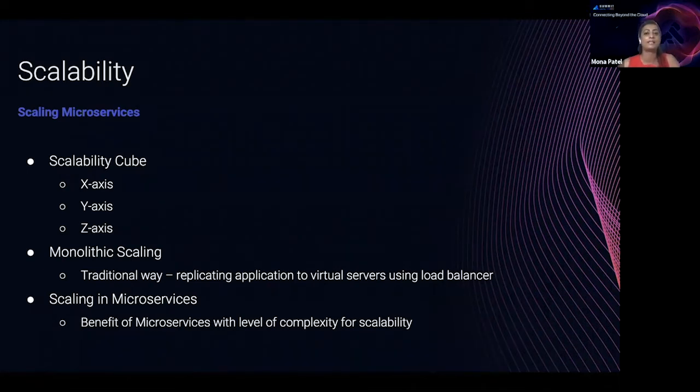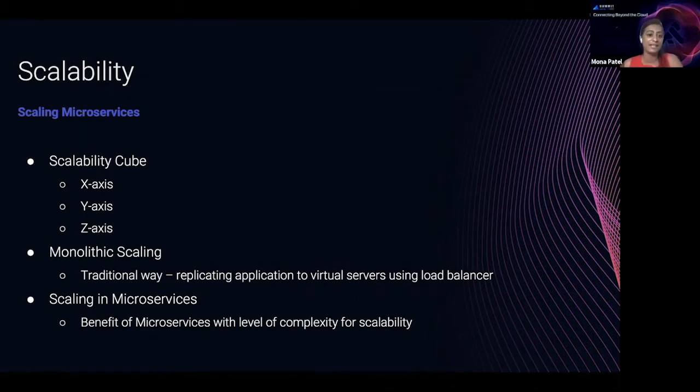Now, let's talk a little bit more about monolithic scaling. So what is monolithic scaling? In the scalability cube, the x-axis is basically monolithic scaling, where in the IT infrastructure, whenever the demand spikes for the application, the whole application has to be multiplied across different servers or different virtual servers. So that's monolithic scaling.